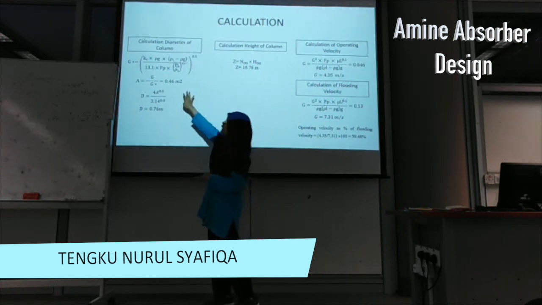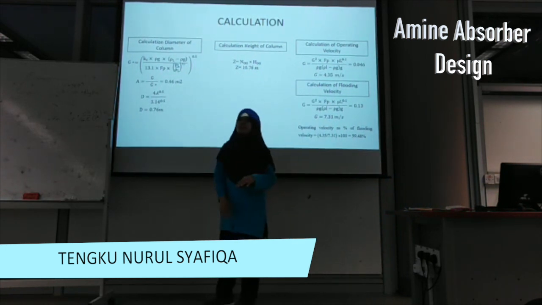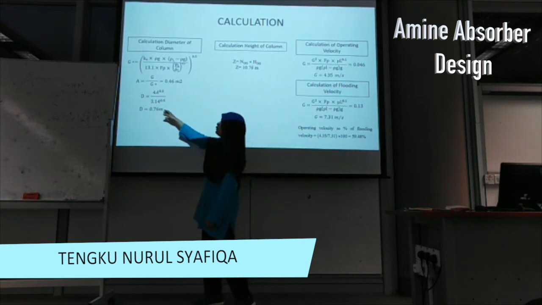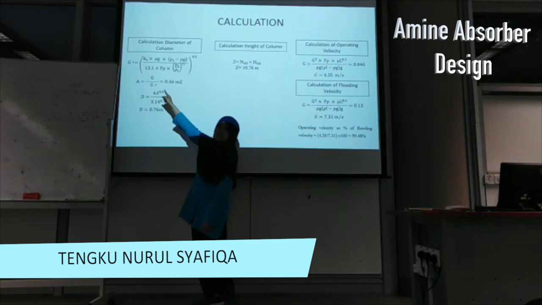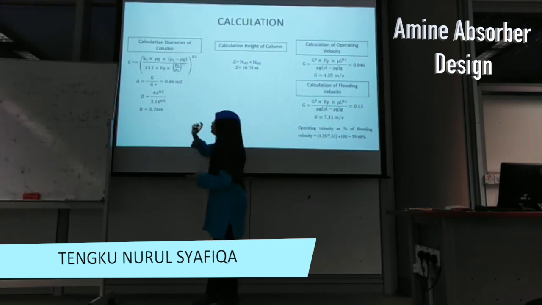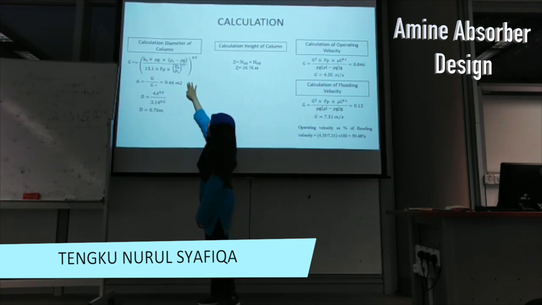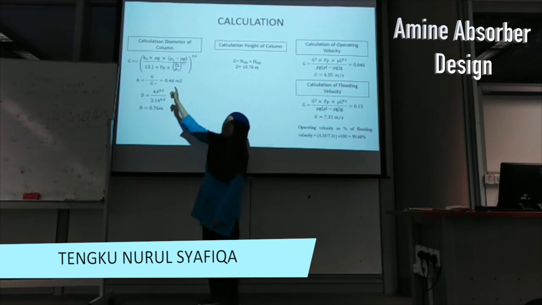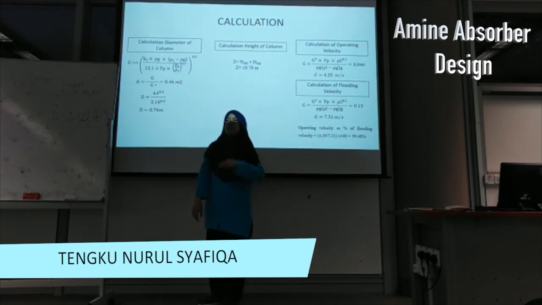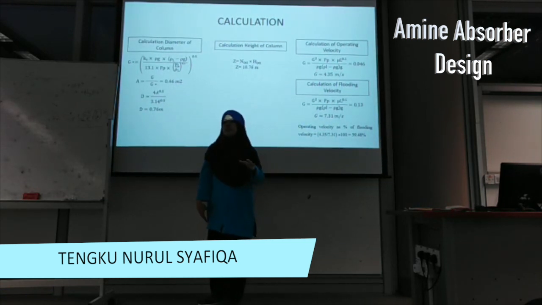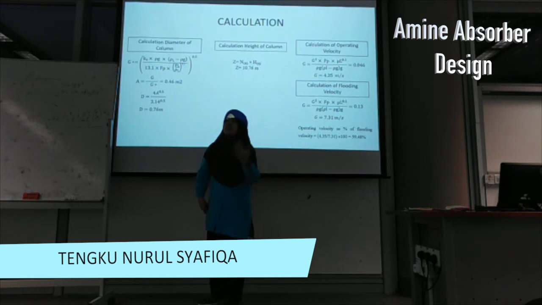Okay, for the diameter of the column, first we need to calculate the gas loading, or we know this as G star. G star here means the gas loading. So we calculate the gas loading by using this equation. K4 and Fp are the constants that we get from the graph and the table from the textbook, depending on the materials that we use.